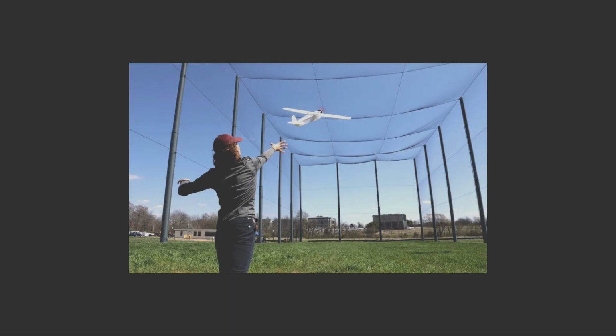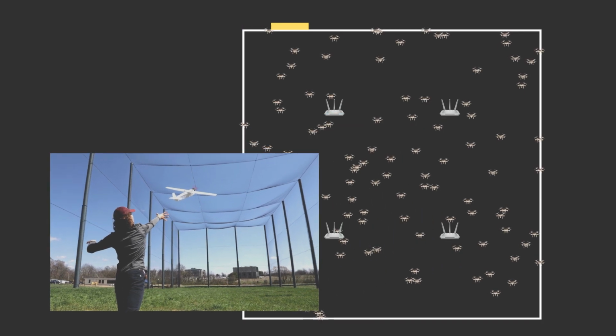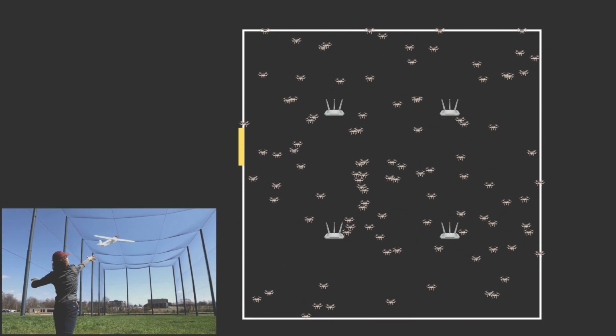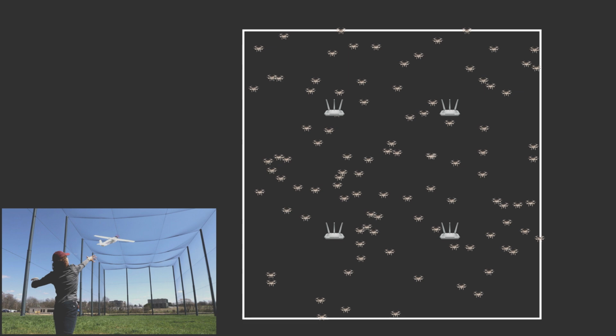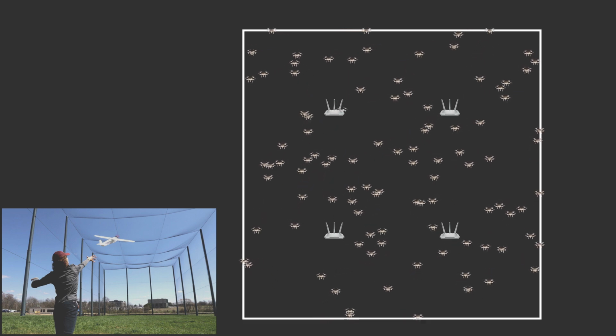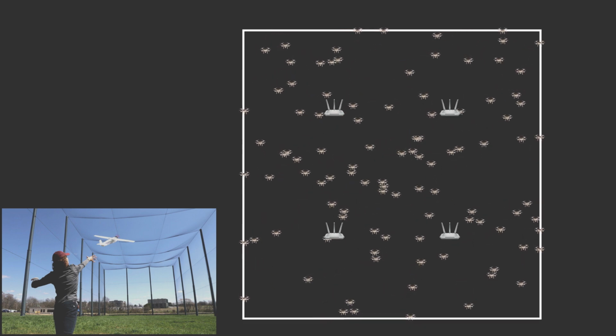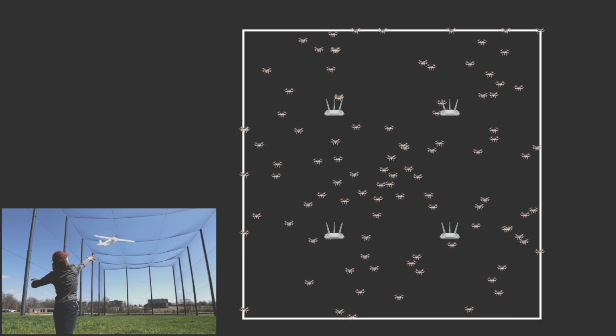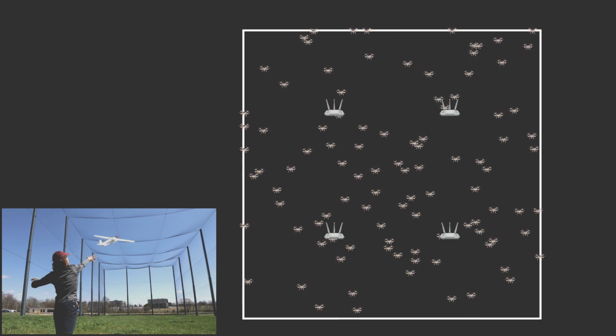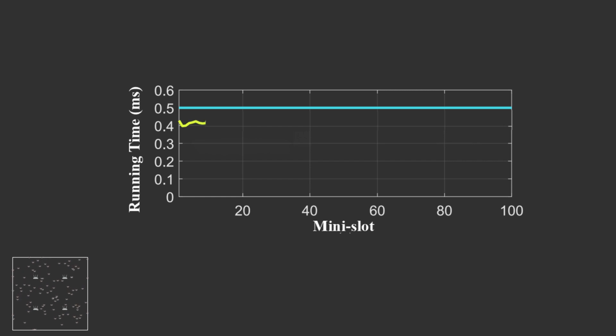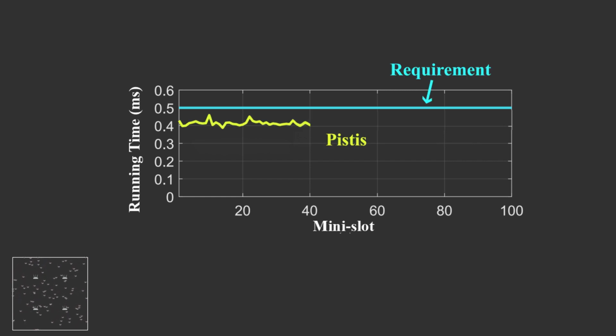To demonstrate Pistis performance, we simulate a drone park with 4 ORUs and 40 UEs in a 100 meters x 100 meters area. The 4 ORUs are located as shown. Each of the 40 UEs represents a drone flying randomly in the park at low speed. We use 40 RBs at each ORU. This figure demonstrates Pistis running time, which shows that the running time is always below the 0.5 milliseconds timing requirement.